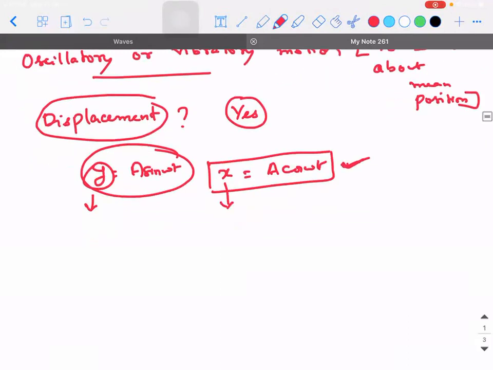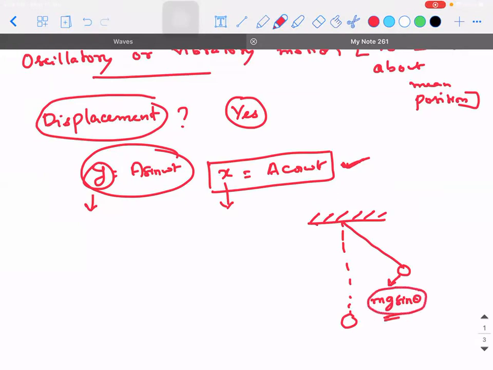If I take any object that is oscillating, and I have to call that object as being in an oscillatory motion, what is the main force necessary for it? mg sine theta is a specific case for a simple pendulum. But what is the technical name of that? Restoring force. So if any object has to be in oscillation, it needs a restoring force.